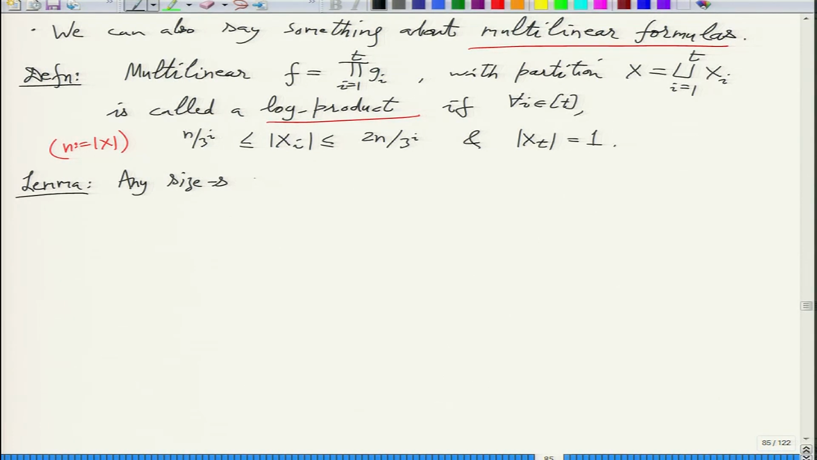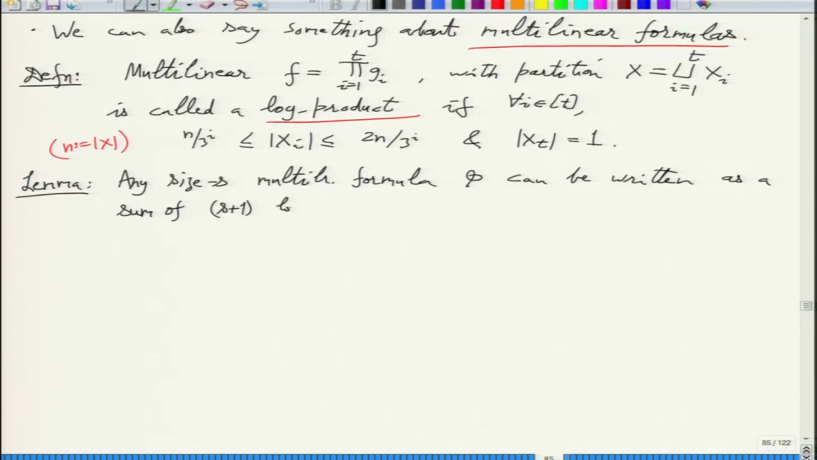So any size S multilinear formula phi can be written as a sum of S plus 1 log products. Yes, what is the inductive proof?